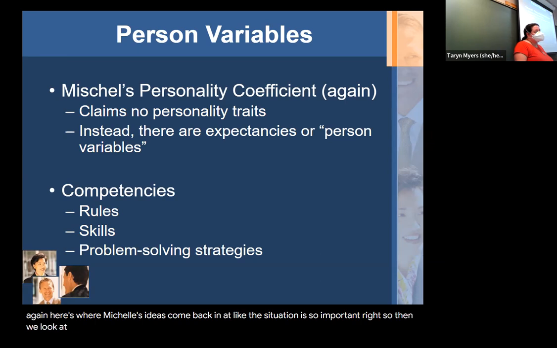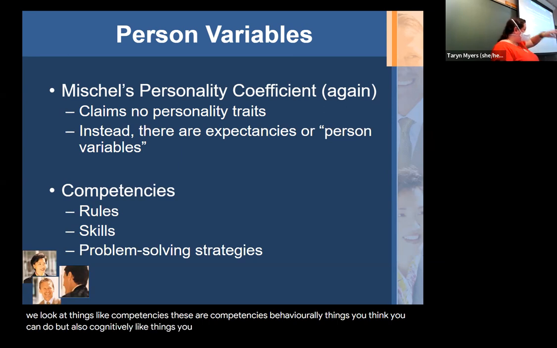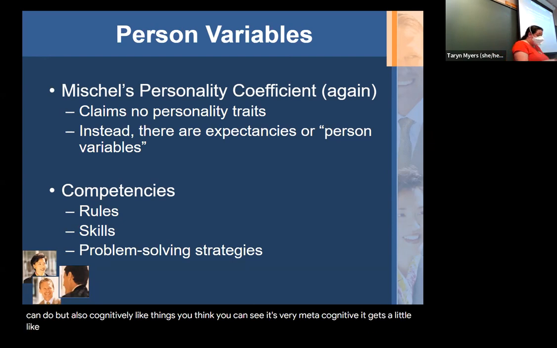So then we look at things like competencies. These are competencies behaviorally, things you think you can do, but also cognitively, like things you think you can think. It's very metacognitive. It gets a little circular sometimes, but essentially competencies are, I can do this. The belief in yourself that I can do this.